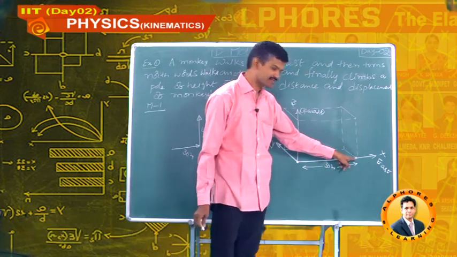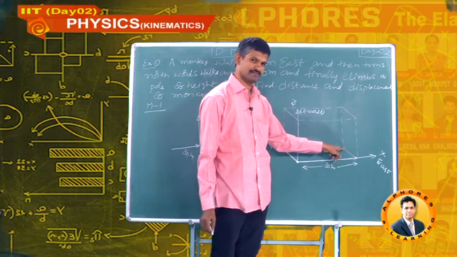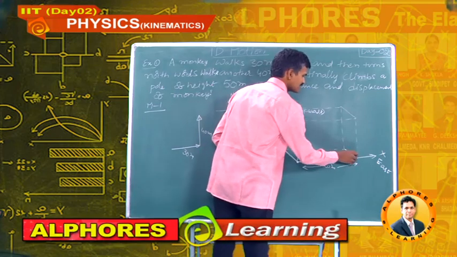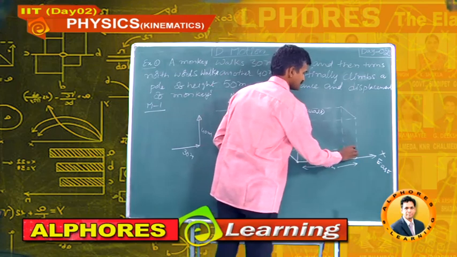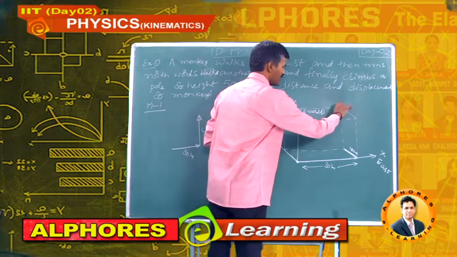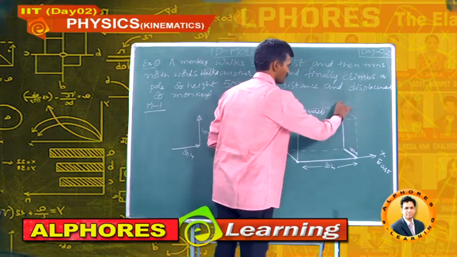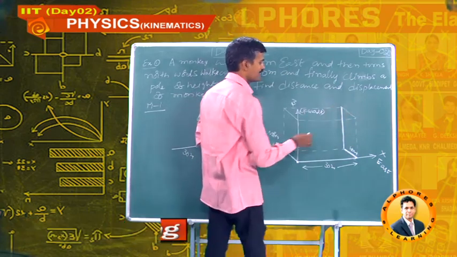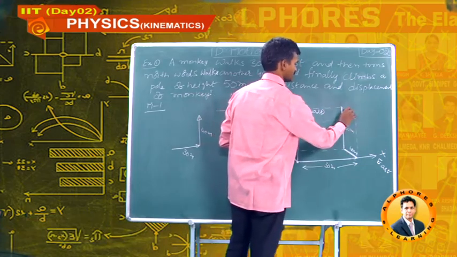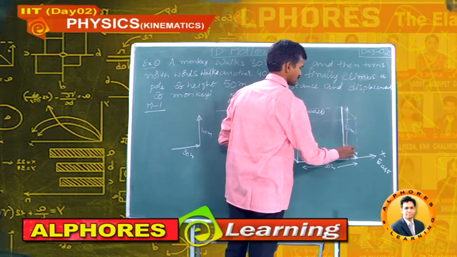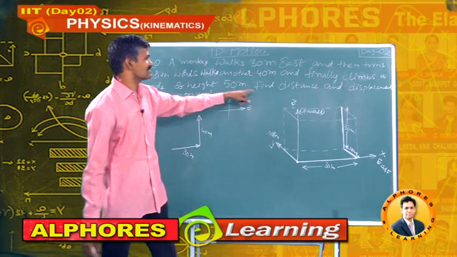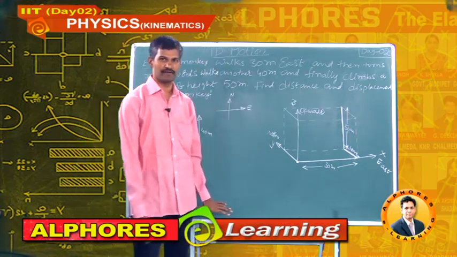Here monkey takes a turn towards north and then continues for 40 meters. So, this length is 40 meters and then climbs a pole of height 50 meters. This is the pole. Suppose this pole height is 50 meters. So, they are asking what is the distance and displacement travelled by the monkey.